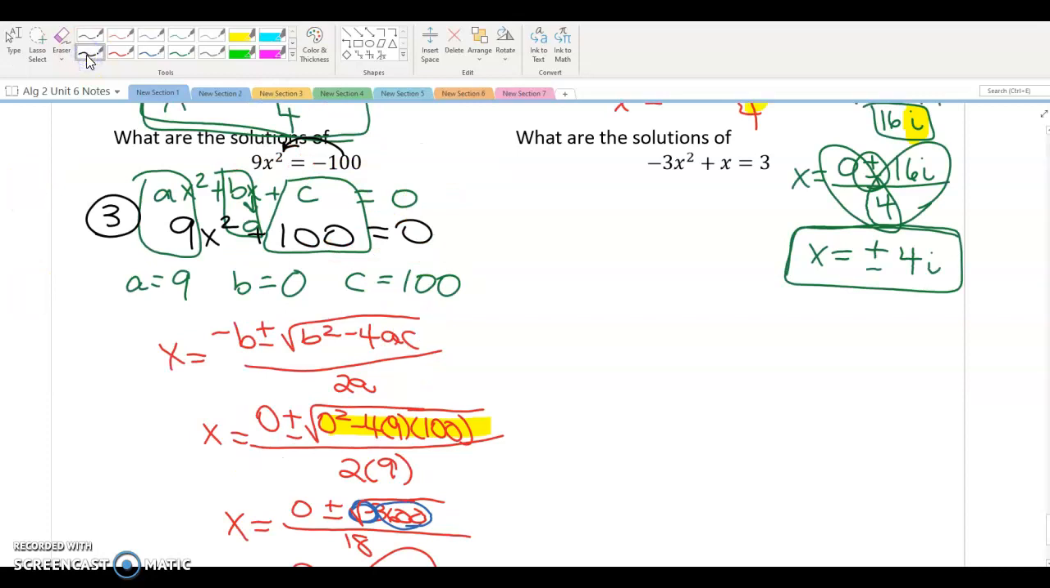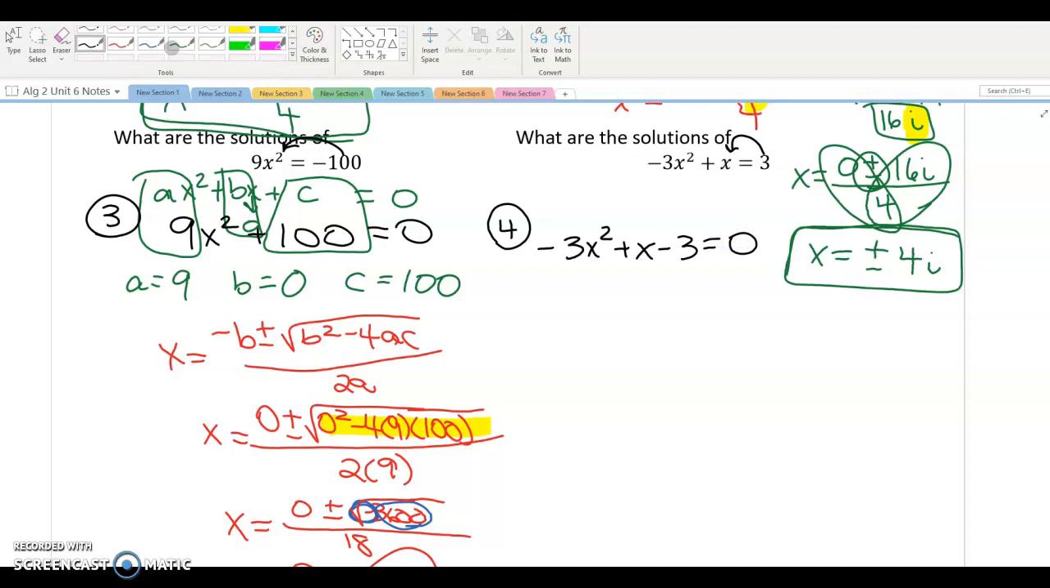Okay, and our last one, example 4, I'm going to slide him over here. Now, before I recopy him over, what should we do first to the original one? You got it, set equal to 0. So I'm going to transpose my positive 3, make him minus 3. So negative 3x squared plus x minus 3 equals 0.